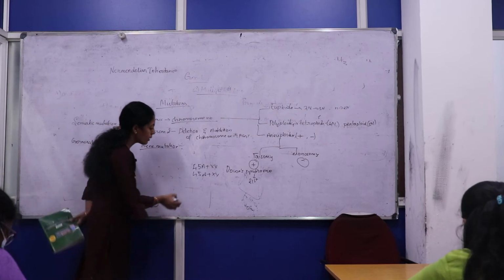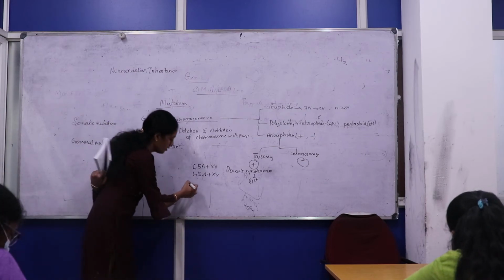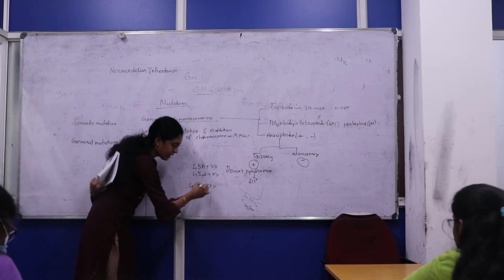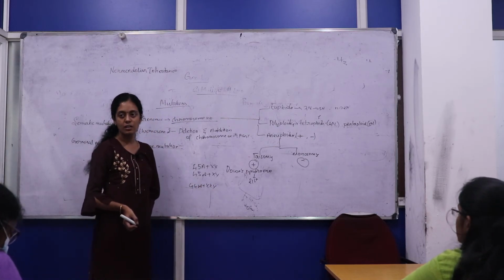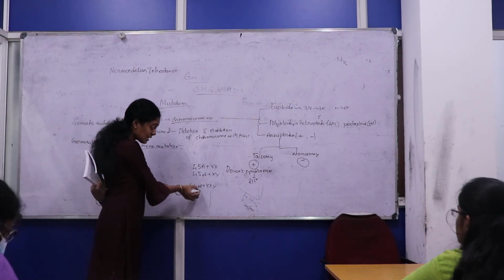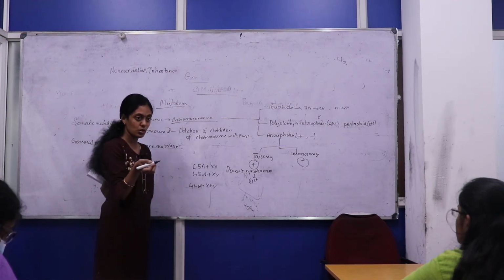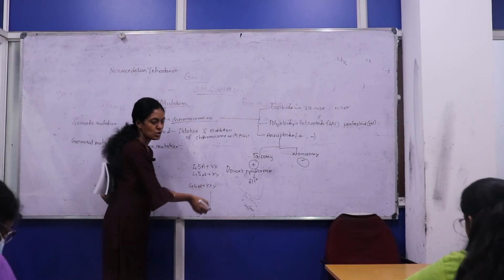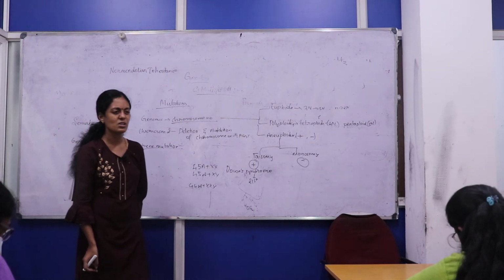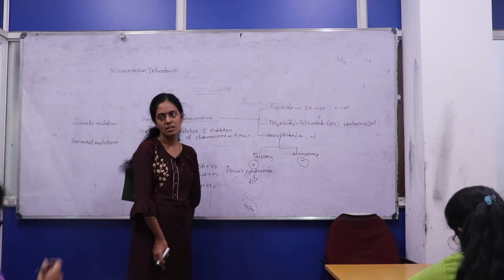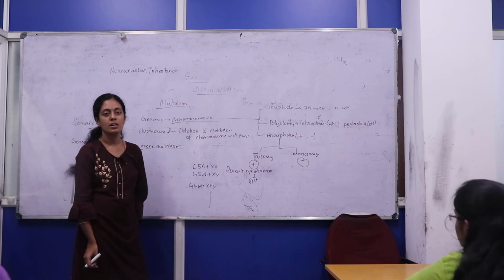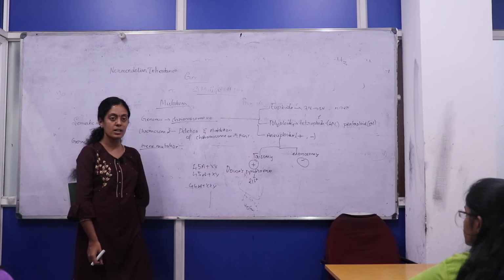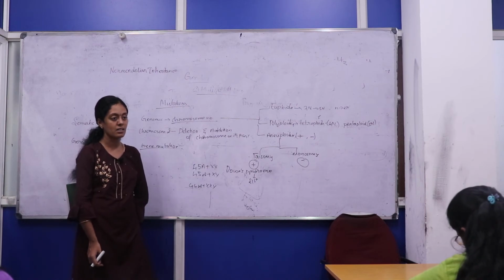Then what about Klinefelter syndrome? 44A plus XXY. Are you guys understanding? They can give you this and ask you to find out which disease it belongs to in your options. So this is Klinefelter syndrome. What are the symptoms of Klinefelter syndrome? Female-like characteristics. I can't call it a symptom since it's a genetic disorder. We can call it the characteristics.